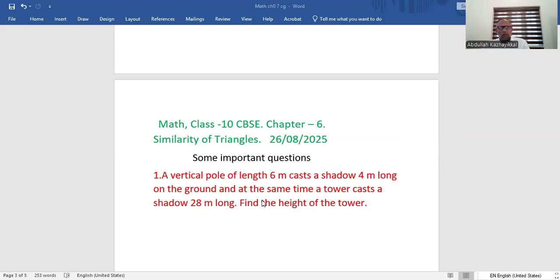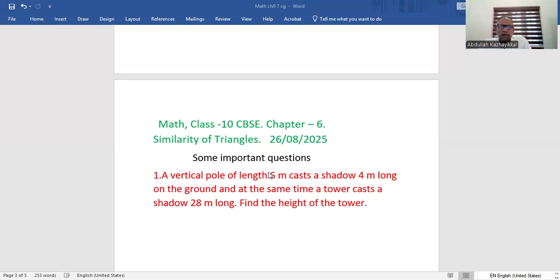A vertical pole of length 6 meter casts a shadow 4 meter long on the ground, and at the same time a tower casts a shadow 28 meter long. Find the height of the tower. It is exactly a different question. Here 4 questions are there. It is a repeated question. In past papers you can see this question repeated. Textbook also has these questions, in exercises and examples.